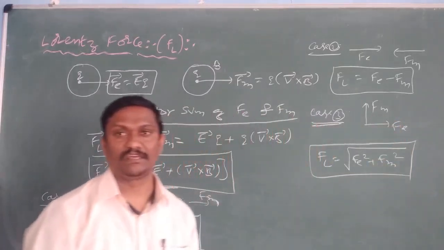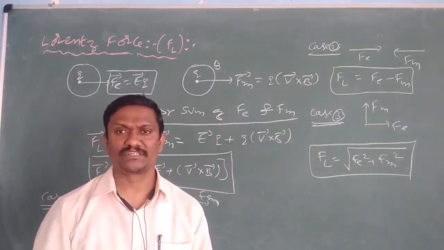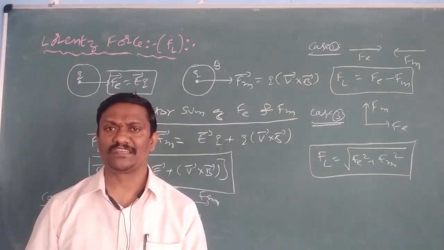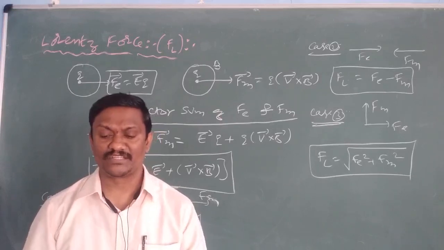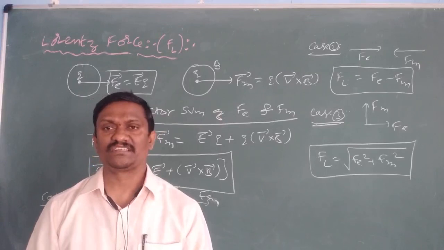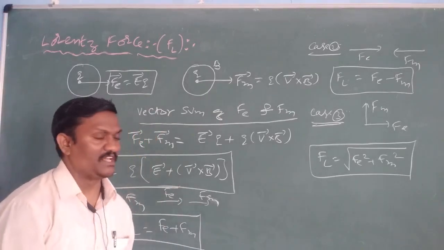So that is the important concept, the Lorentz force. Any charge moving simultaneously in an electric field as well as a magnetic field, the charged particle experiences both forces. The vector sum of electrical force and magnetic force is called the Lorentz force.